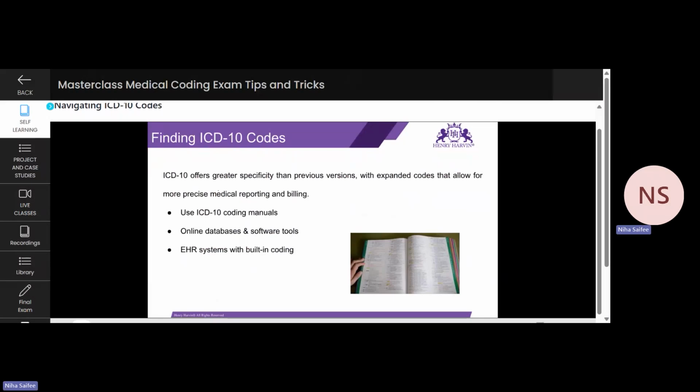So earlier we had manuals, now we also have software tools. Now it is also incorporated in the EHR system, so we don't have to navigate between the data, and it is less time consuming, we can say.